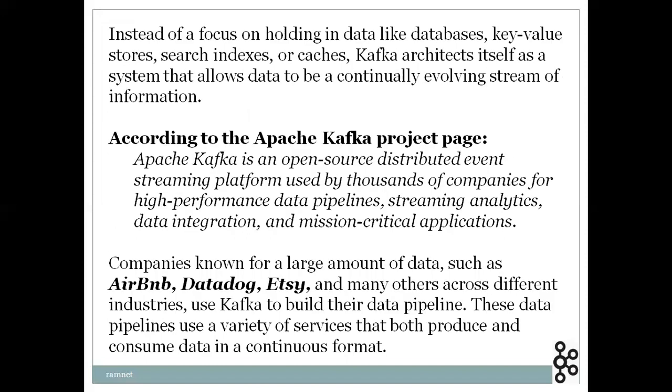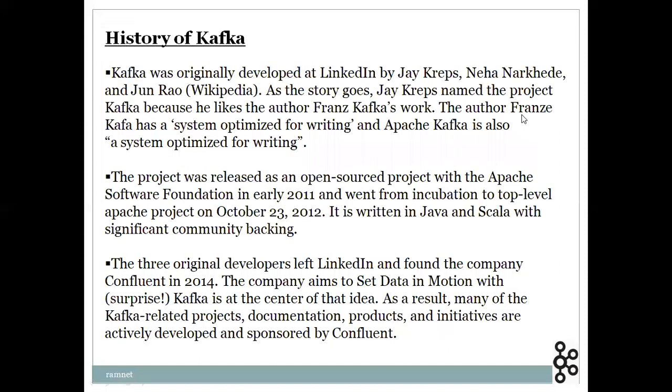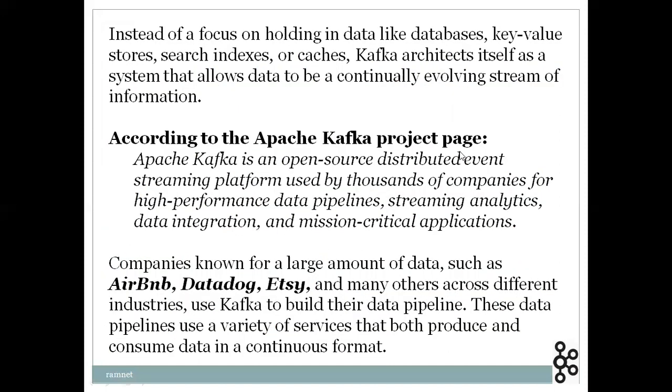Instead of focusing on holding the data, Kafka architects itself as a system that allows data to be a continually evolving stream of information. According to the Apache Kafka project page, Apache Kafka is an open source distributed event streaming platform used by thousands of companies for high performance data pipelines, streaming analytics, data integration, and mission critical applications. I took this from their own page. Companies using Kafka include Airbnb, Datadog, Etsy, and many others across different industries, using Kafka to build data pipelines.